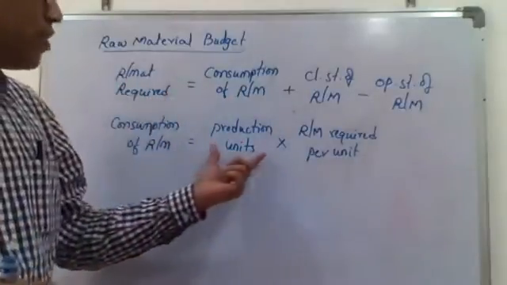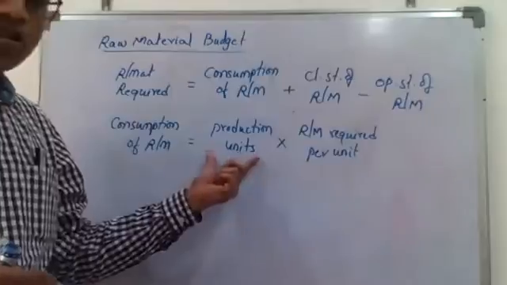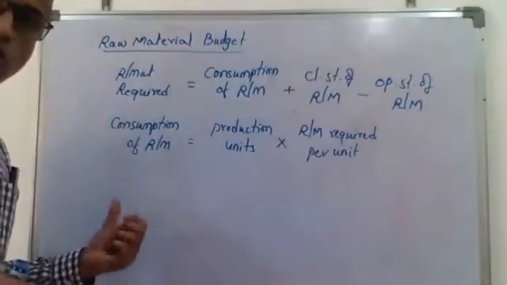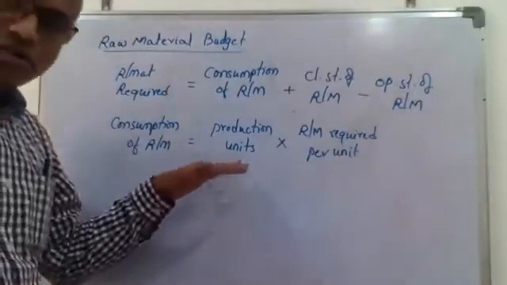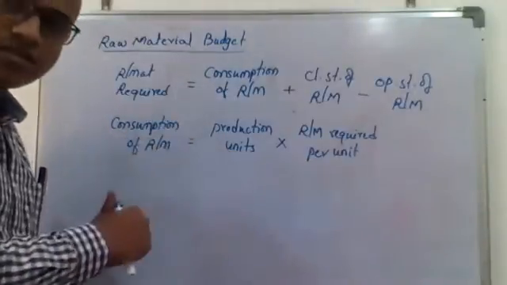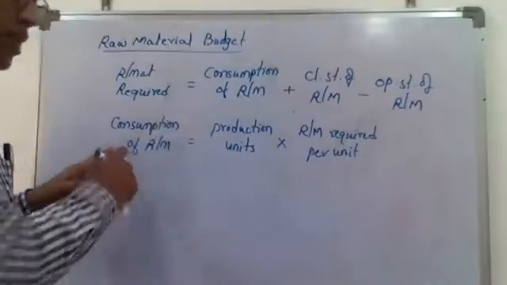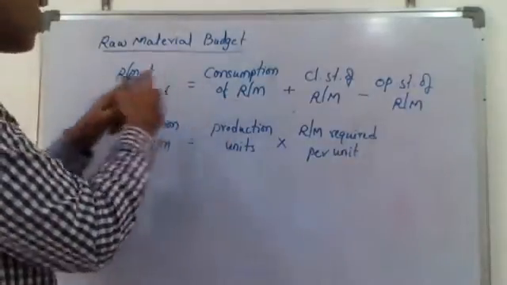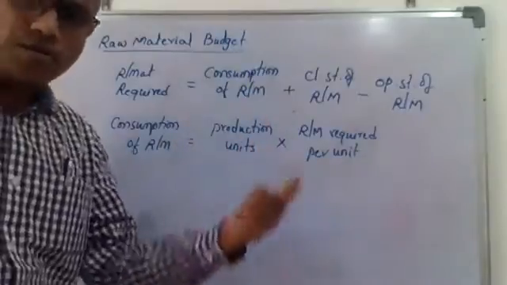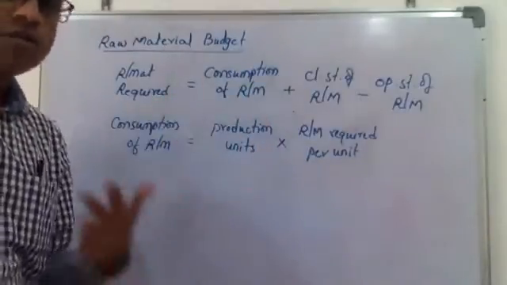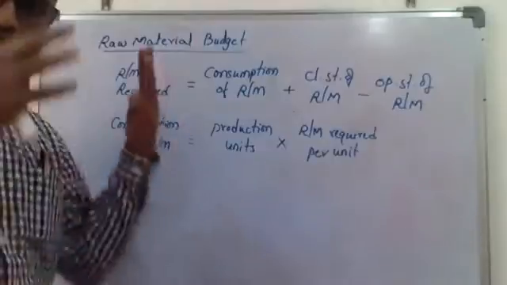And you know where you get the production from. Production is coming from sales. So the sales budget is the first part. Second, you'll prepare the production budget because production is based on sales. Based on production, you'll find out consumption. Based on consumption, your raw material is required. So first you find out sales, then production, then consumption, then raw material. This will be the order, right?